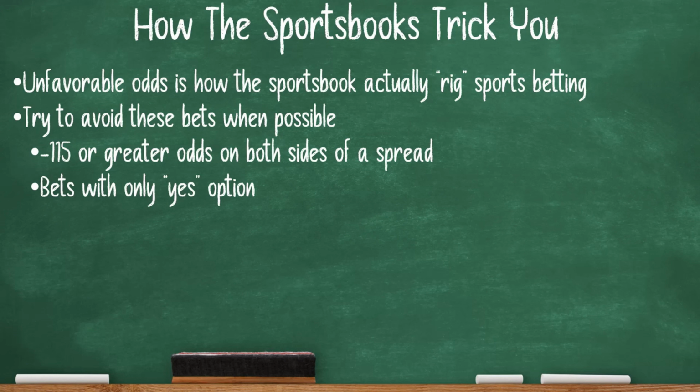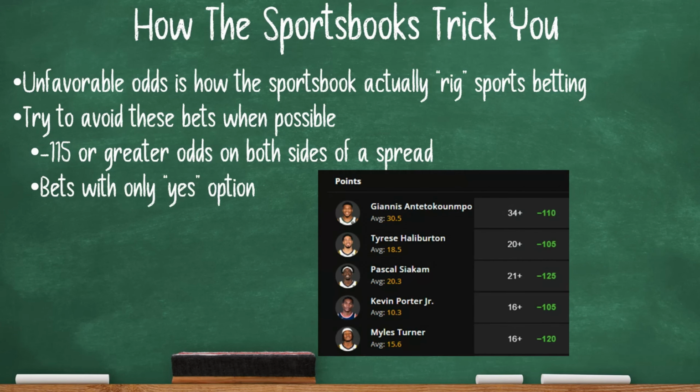Try to avoid bets with only a yes option. These are called one-sided bets. And what I mean by that is, here's an example: player points totals for the Bucks here, and you can see here, let's look at Giannis for instance. You can see that it's 34 plus. So it's saying that you're betting that Giannis will have 34 points or more at minus 110, but it doesn't give you the option for 33 points or less, right?